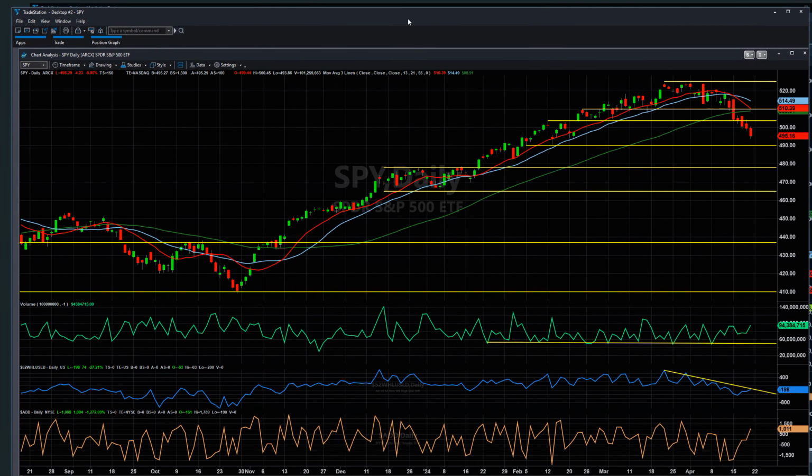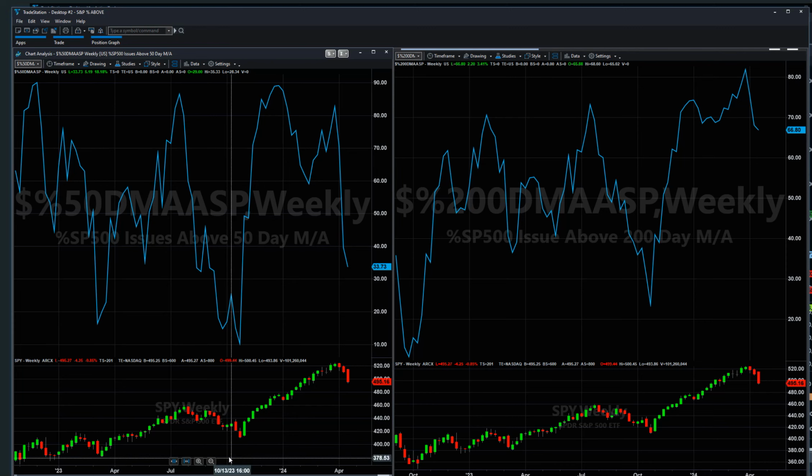One other thing I wanted to show is the percentage of stocks above their 50-day moving average and the percentage of stocks above the 200-day moving average. This is for the S&P. This is the 50-day moving average. This is the 200-day moving average. So you can see the deterioration that's happening from that perspective in the market as well.